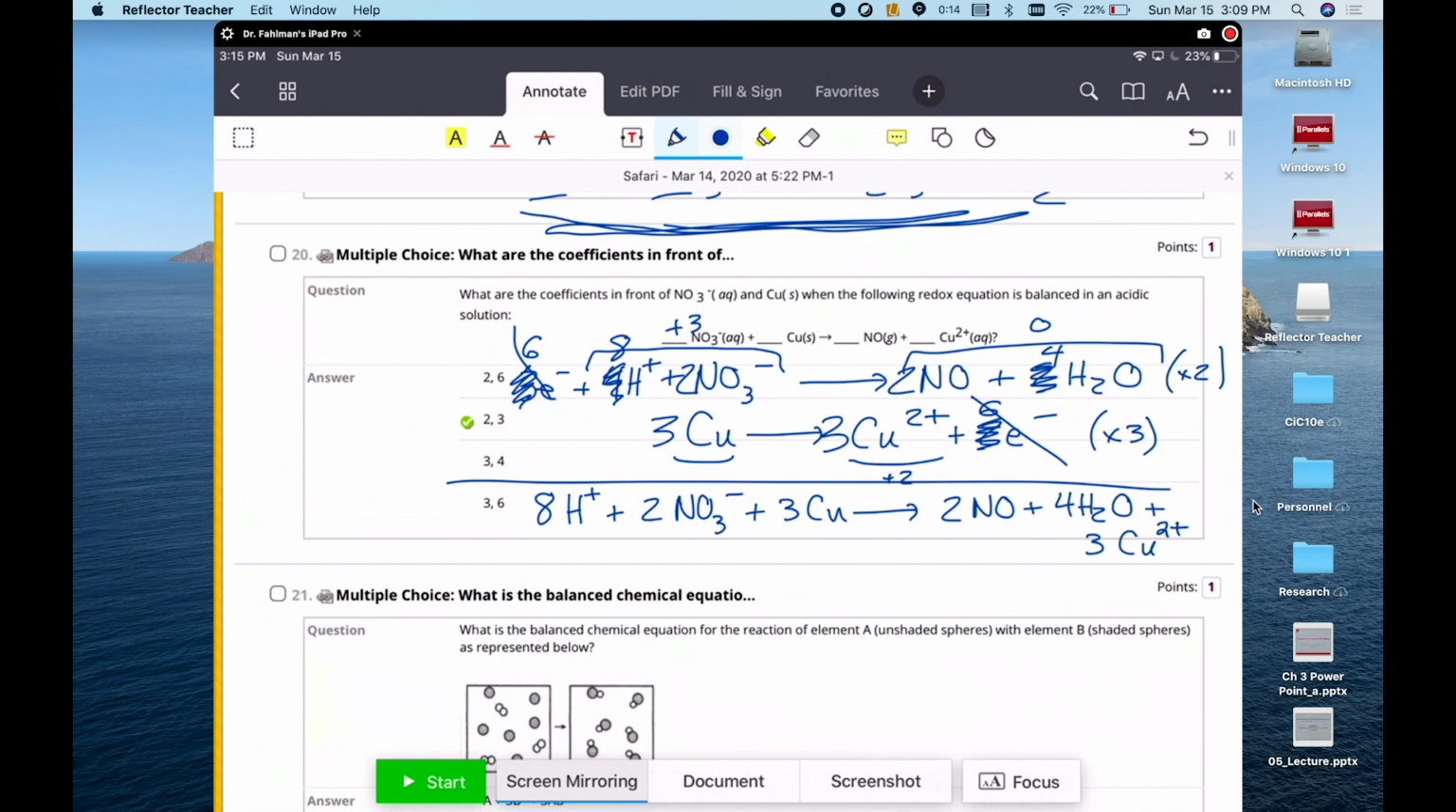I guess in the above they didn't include the protons and water. It's just asking what is the nitrate and the copper. And so here as well, it's a 2 and a 3.